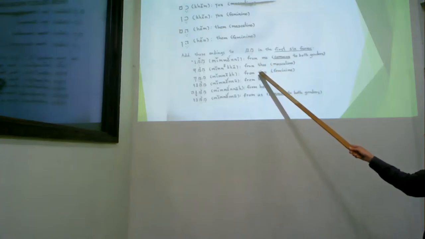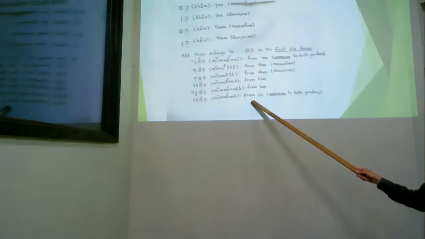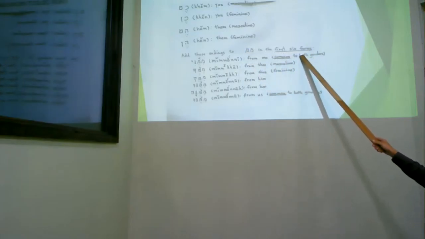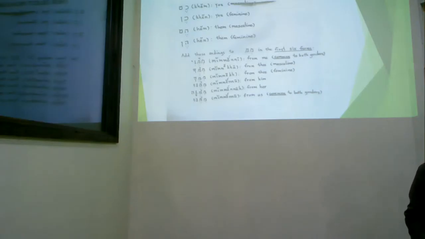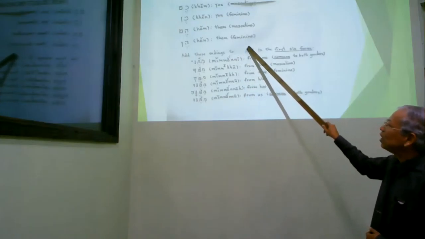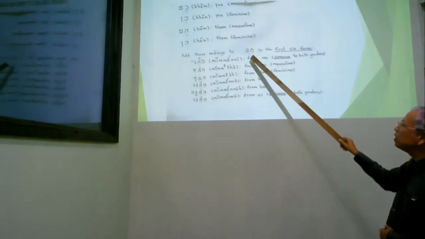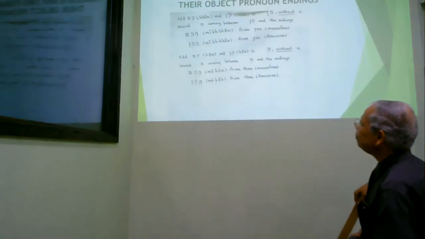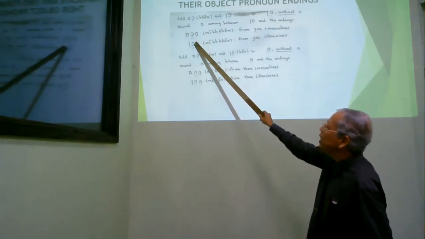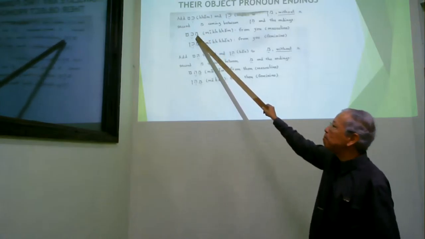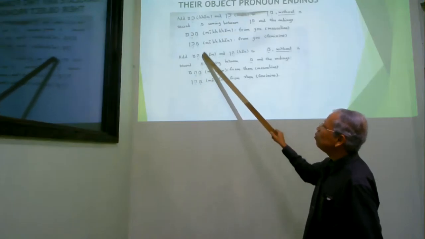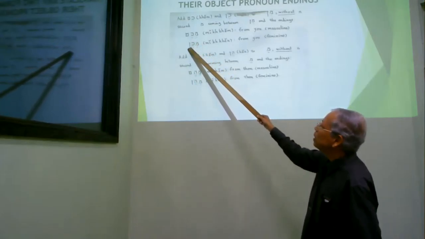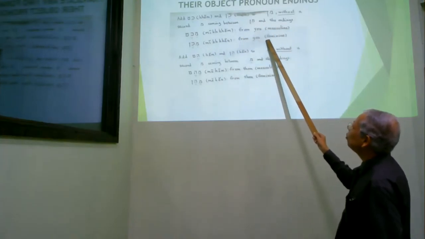From me, from thee, from him, from her, from us. Add these endings to M-I-M-M in the first six forms. But in the last four forms, you don't have the second mem placed here. You don't have it in the last four. Basically, the object pronoun endings are attached directly to the mem without another mem coming in between them, as in the first six. So you have mikem, and you have miken, which is from you, masculine, from you, feminine.